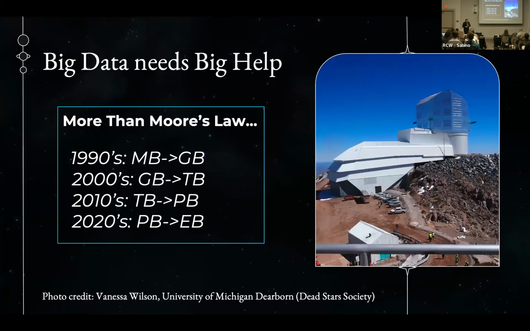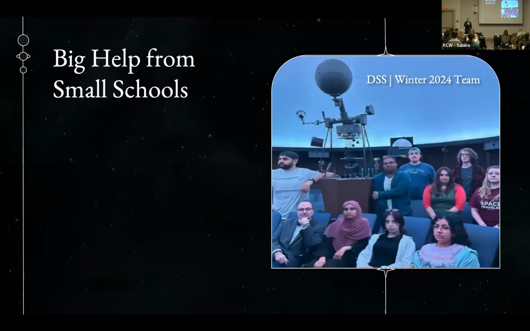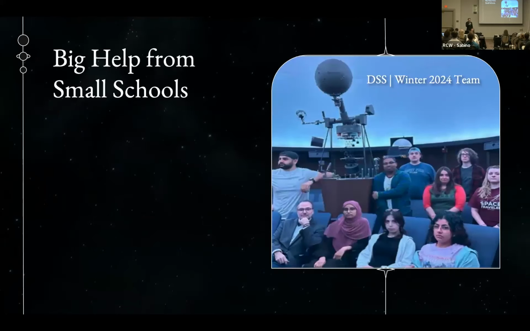But first, we know we're amid a Cambrian explosion of data, and just as data is speciating, one of the main culprits is right there, science research needs to speciate as well. We must evolve our approach to doing science to address this torrent of data coming our way. I am happy to tell you that big help can come from small schools. My school is a small little school outside of Detroit.